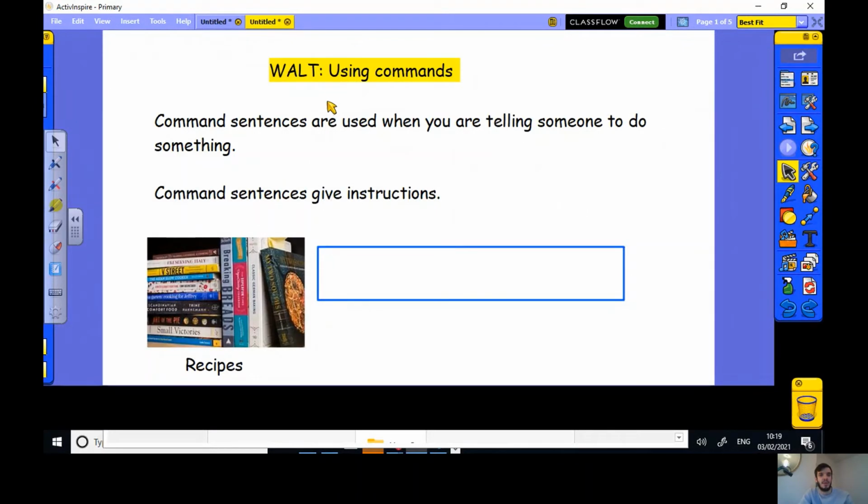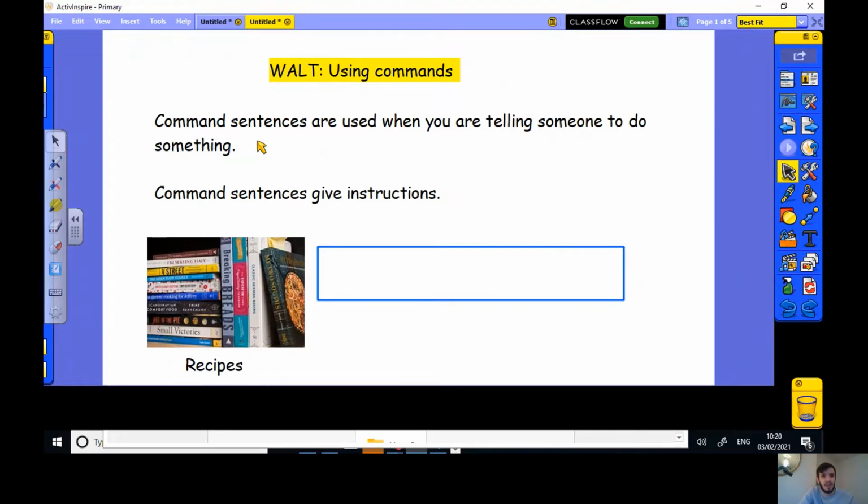As I said, today we are using commands. Command sentences are used when you are telling someone to do something. Command sentences give instructions. Stand up. Sit down in your carpet spaces now. They are commands. They're sentences that tell someone what to do.